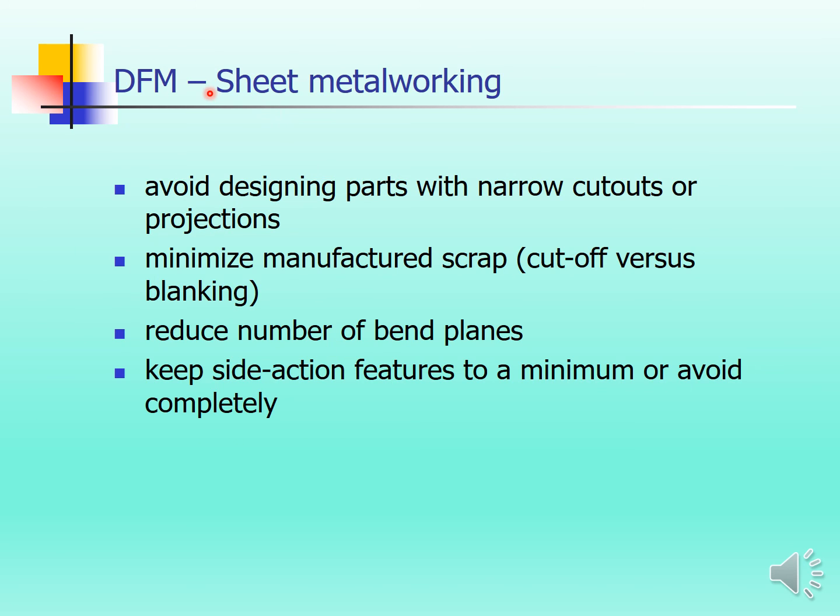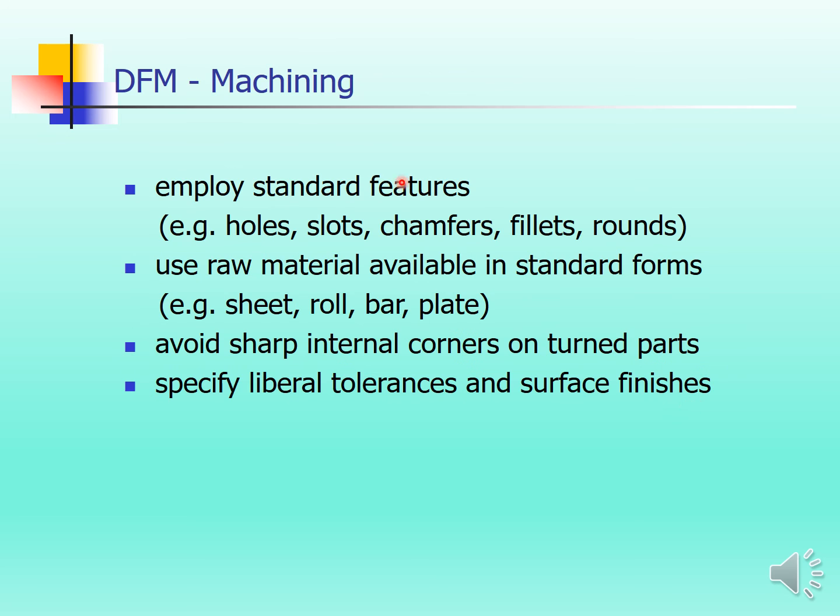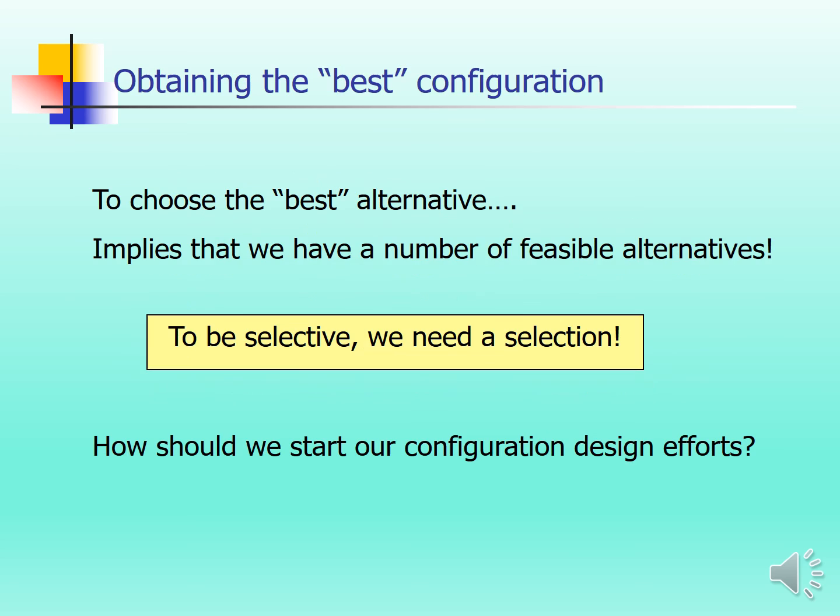For sheet metalworking, the idea is to avoid designing parts with narrow cutouts, minimize manufacturing scrap, reduce the number of bending planes, and keep side action features to a minimum. For machining, employ standard features such as standard holes, slots and chamfers, use raw material in standard form such as sheet metal, avoid sharp internal corners, and avoid special tolerances and surface finish.